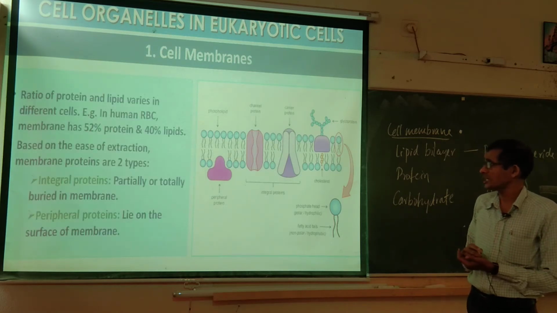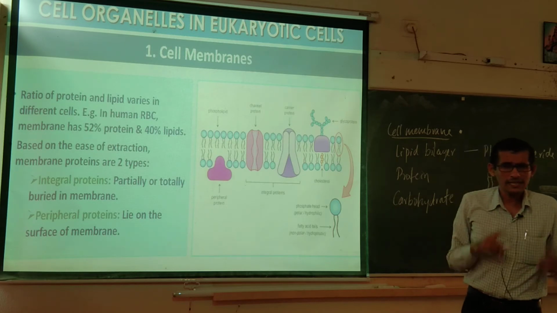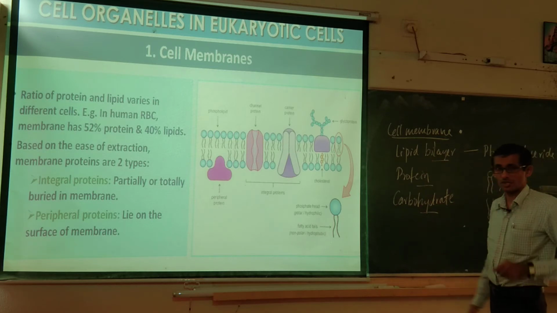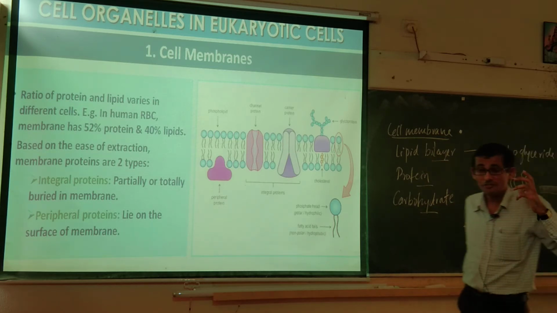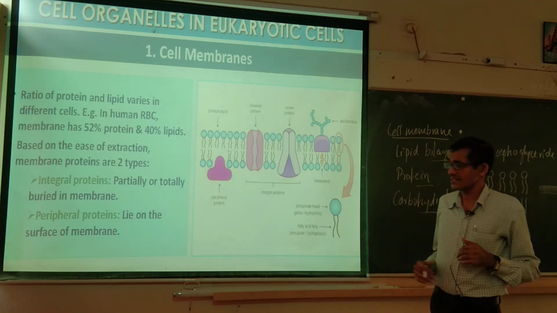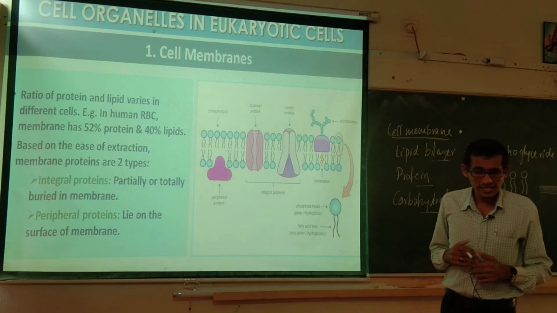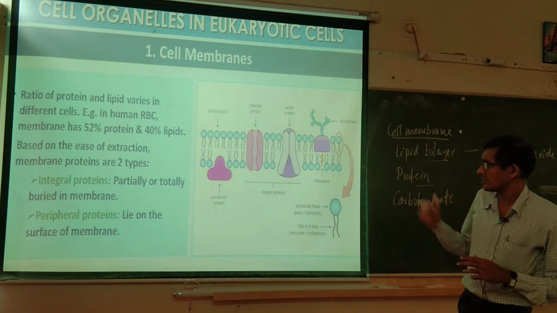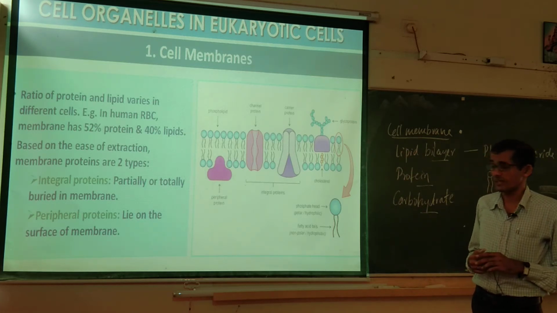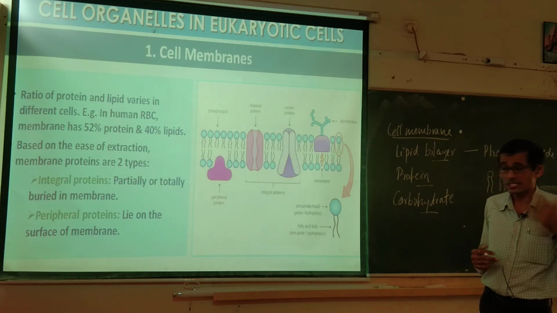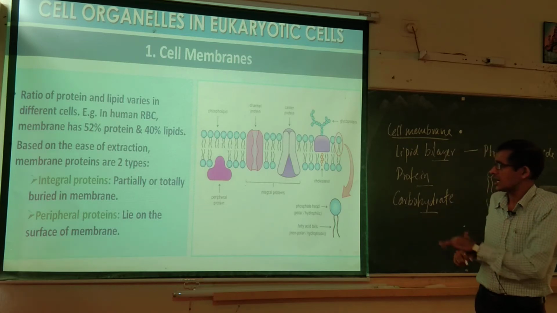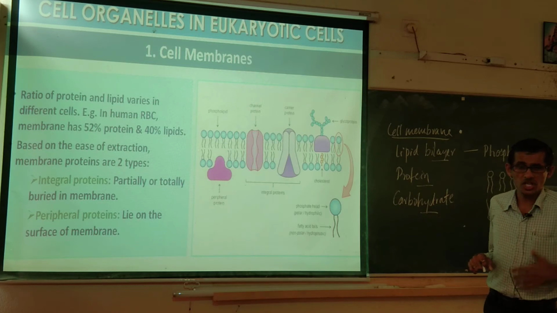So the ratio of protein and lipid. Here there is protein, lipid, and carbohydrate. What about the percentage, what about the ratio? So the ratio of protein and lipid content varies in different cells. In the case of human RBC plasma membrane, it has 52% protein and 40% lipid. So it depends; it is not always the same. The percentage of protein and the lipid composition will vary.